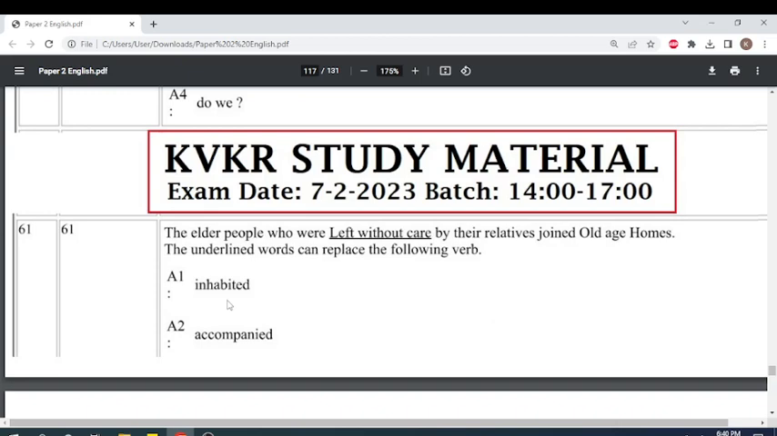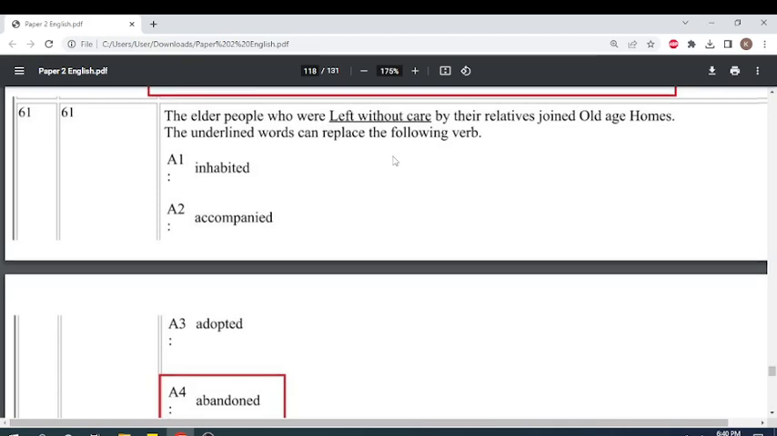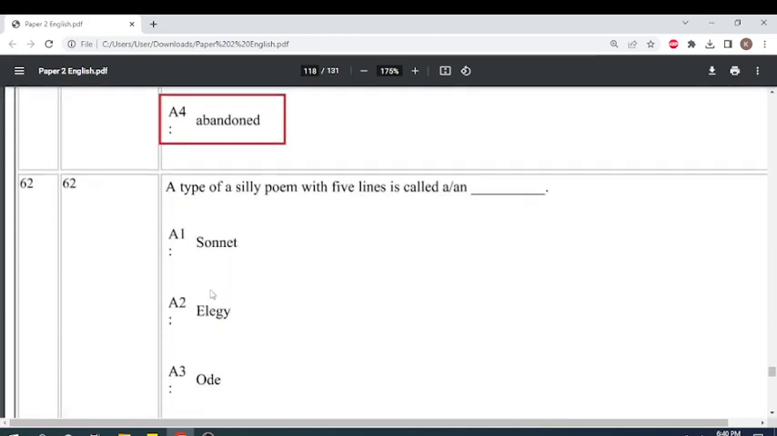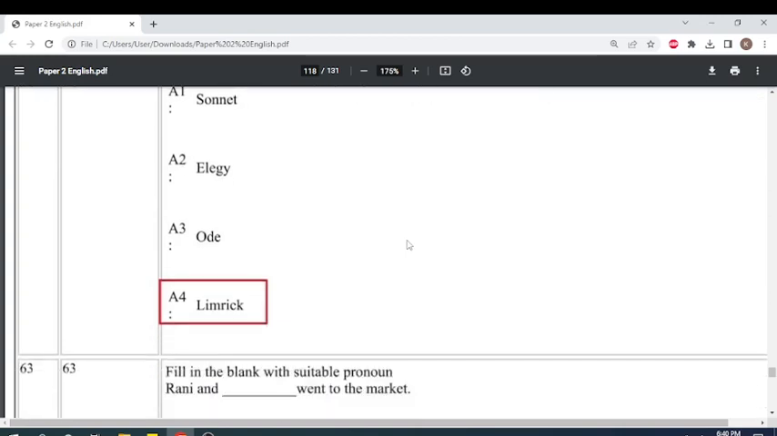Batch is afternoon batch. Now see the tentative answer key of the question paper. 61. The elder people who were left without care by their relatives joined old age homes. The underlined word can be replaced by the following verb. Answer A4, abandoned. 62. A type of silly poem with 5 lines is called a or an limerick.